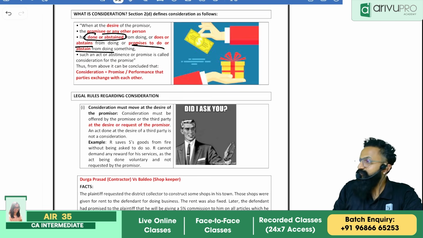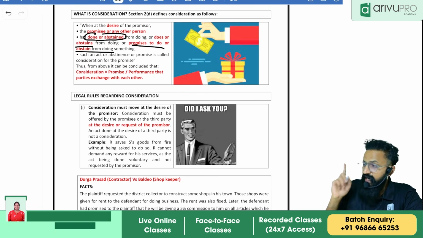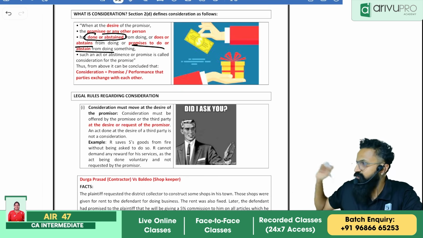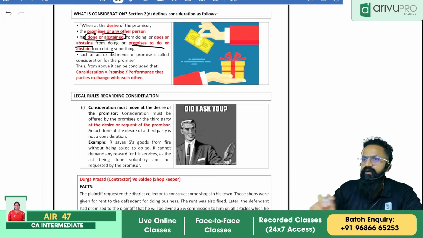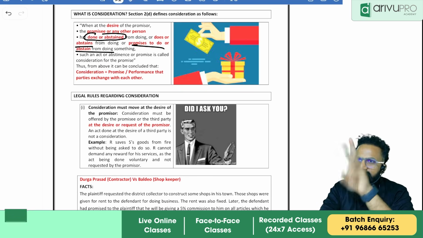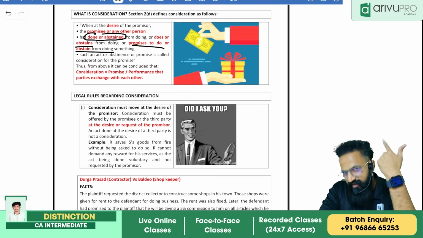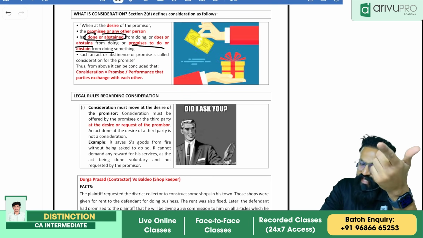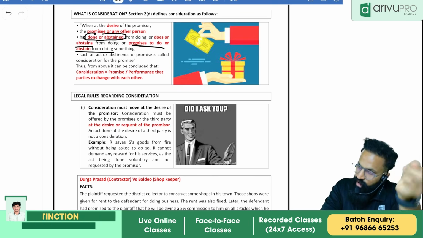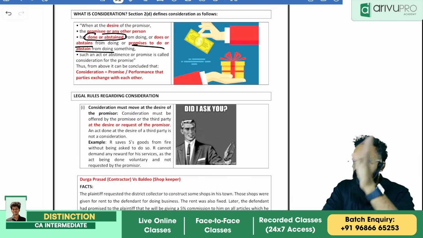So we can say that the promise and performance that are exchanged between the parties is what is consideration. When you are writing the definition, you are required to write this only. When at the desire of the promisor, promisee or any other person does or abstained, done or abstained, does or abstains, promises to do or abstain, that is only called consideration.